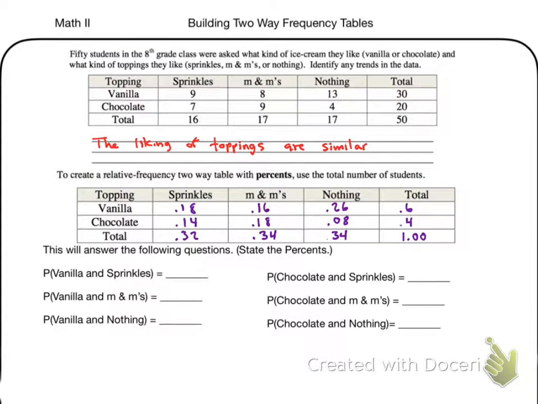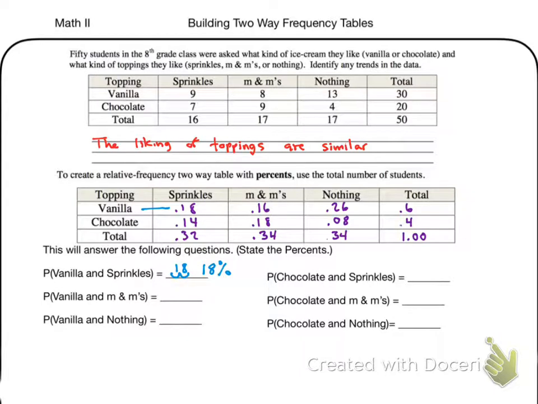All right, so there are the frequencies that I put in for each cell. And now let's answer the following questions. So we want to state the percents. So we'll write down the frequencies and then change it to percents. So the probability someone likes vanilla and sprinkles. So vanilla and sprinkles, that's 0.18. So we have our 0.18, change that to a percent. We're looking at 18% of people are there.